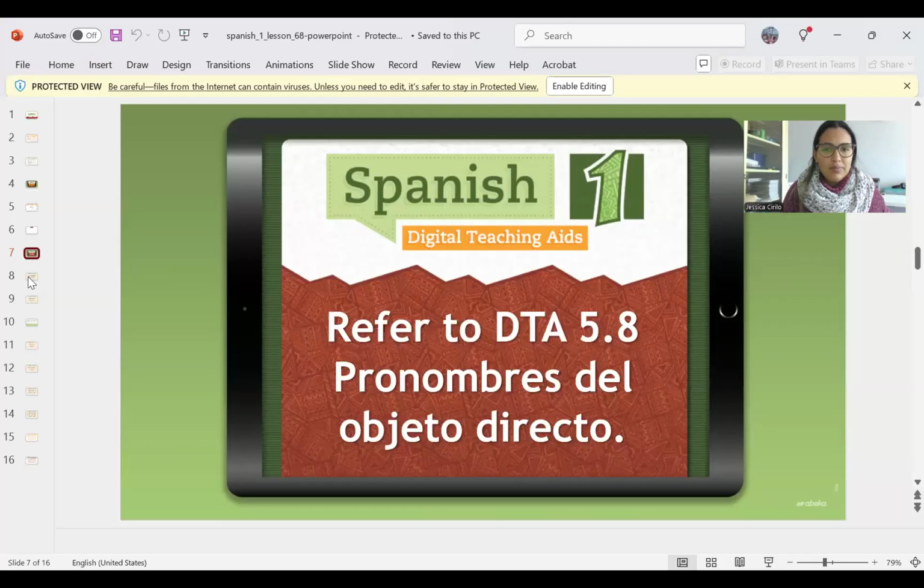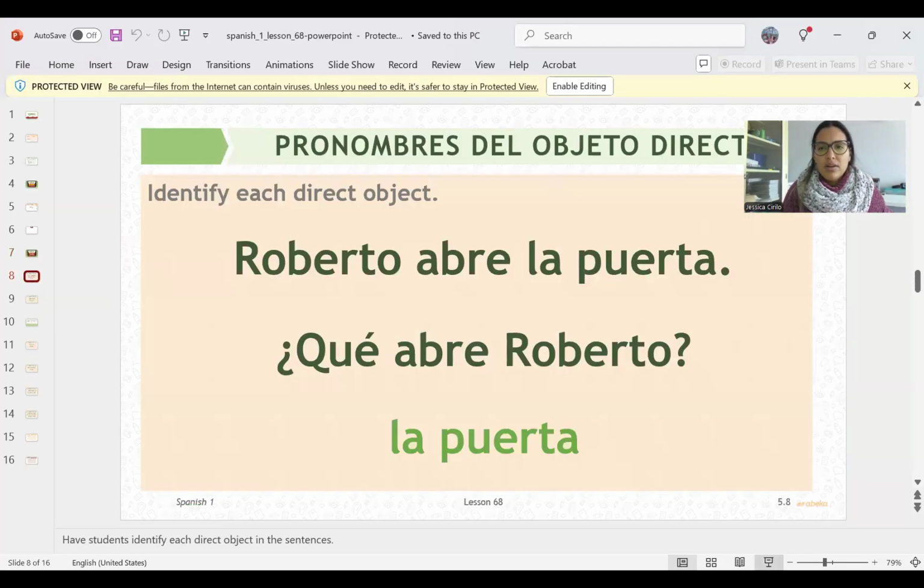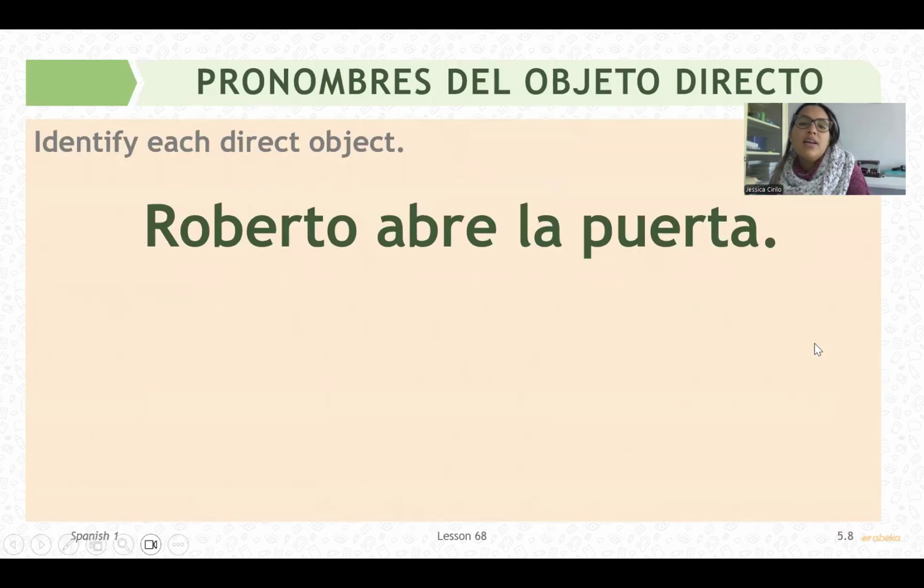We have here some review of that. Let's practice together. So this one is, Roberto abre la puerta. What am I saying here? Roberto opens the door. So what is the direct object in this sentence? What does Roberto open? The door. So puerta is the direct object. You can even write this down and place the DO on top of puerta to know this is a direct object. So if we want to change it, we want to use the direct object pronoun for la puerta.